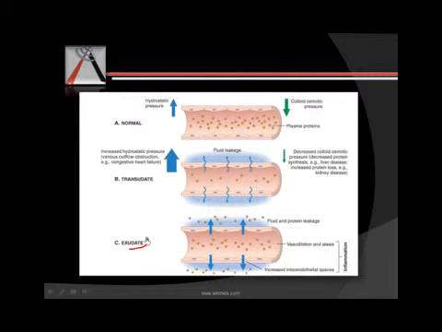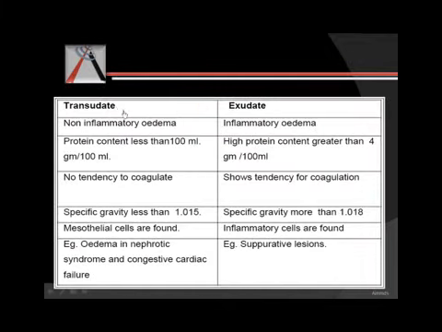But when we talk about the exudate, as we see in inflammation, the blood vessels become leaky, and because of this there is outflow of the proteins as well as the plasma, and this is the exudate. So here we can see the difference between the transudate and the exudate. Transudate is a non-inflammatory edema, while exudate is the inflammatory edema. Since there is leakage of protein, the protein content of exudate is high. It is more than 4 gram per dl. The value is important.